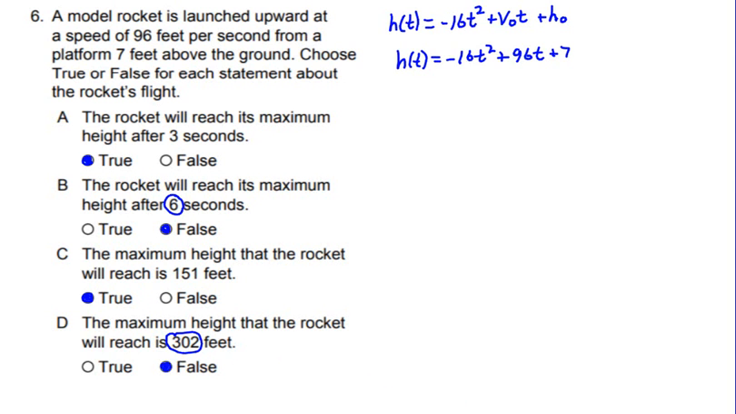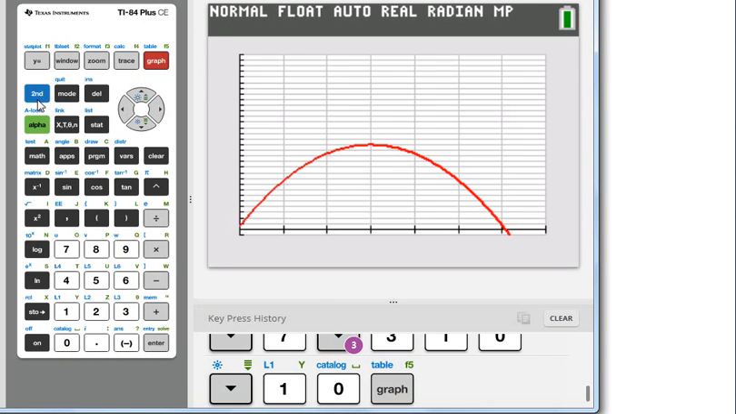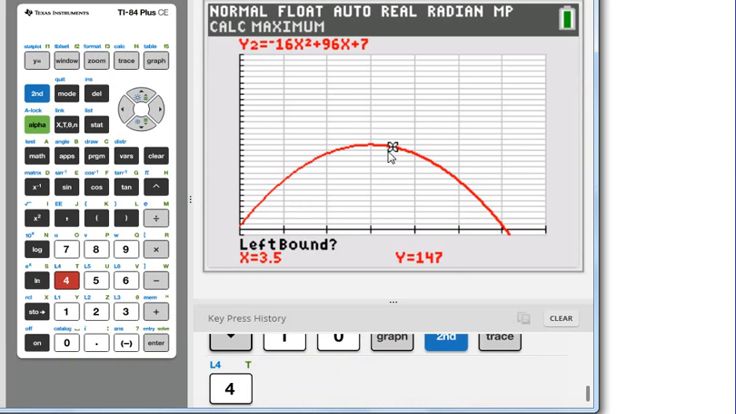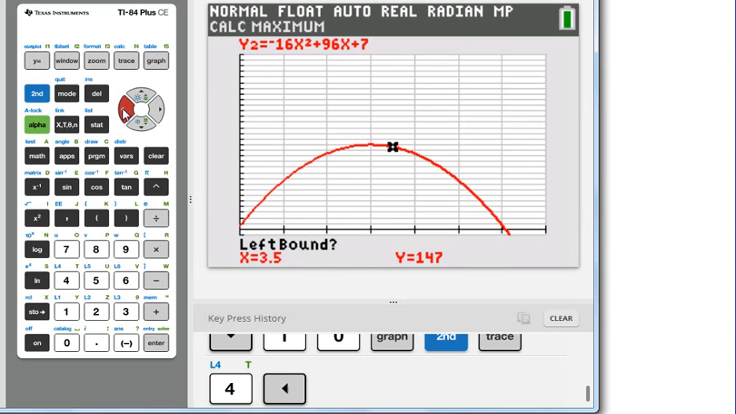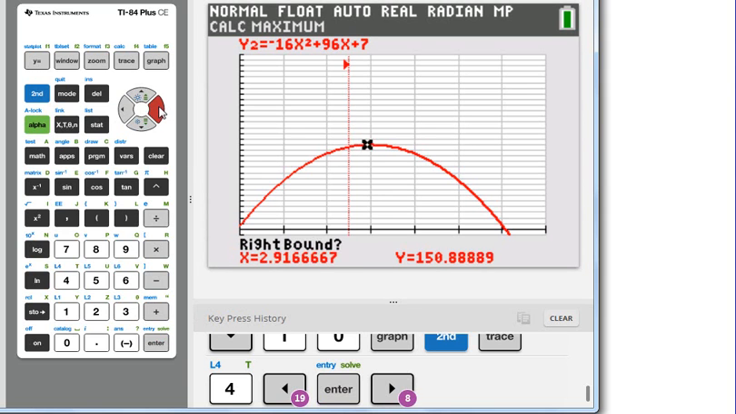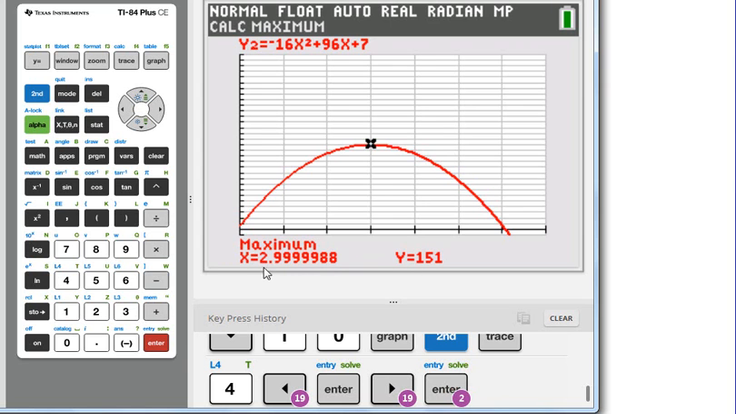Now we're going to drill down and look at it more precisely. The thing we can do is go to second, trace, and get a maximum. And we have a vertex blinking here, and we have the question left bound. We can arrow to the left of that vertex, press enter, and then it says right bound. So now we arrow back to the right of the vertex, and once we're there we can enter twice. We see this maximum of 2.9999988, which is going to be like 10 millionths off, and then maximum height of 151.